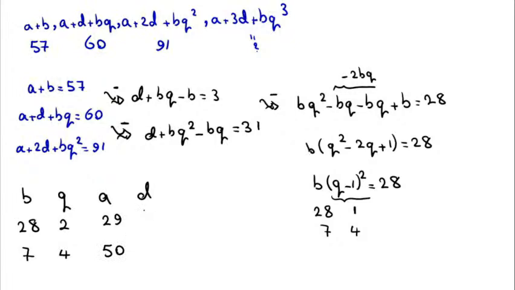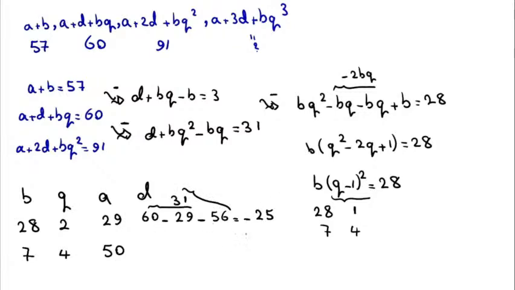And D. If you want to calculate, here we've used this part. For calculating E, I calculate this one. D will be 60 minus A, which is 29, minus BQ. BQ is 56. So, it will be 60 minus 29 will be 31. 31 minus 56 will be negative 25.